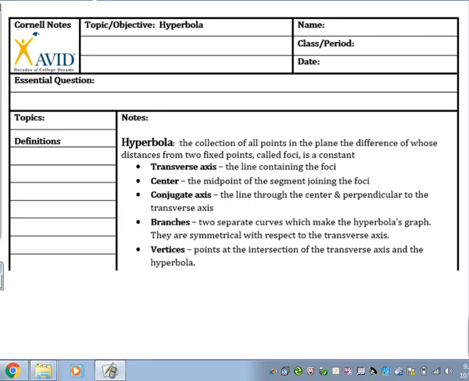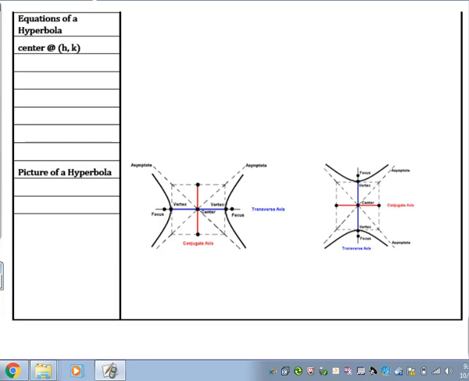All right, so we are moving to hyperbolas. And hyperbolas are going to be similar to your equation for ellipses, but the difference is you're going to have subtraction in there instead of addition. We have a couple of terms that we need to do as well. We have a center, and then you have what's called branches.